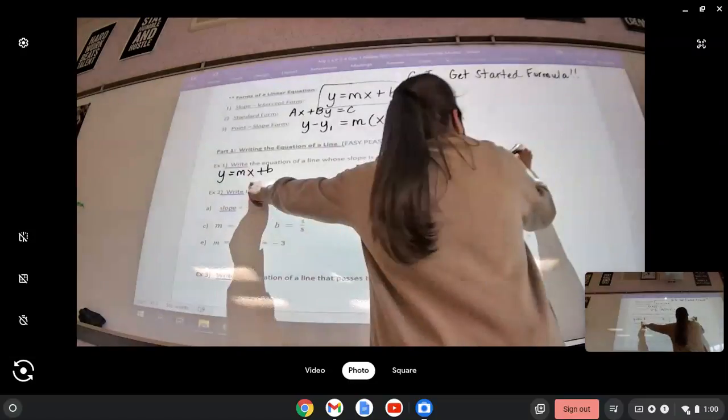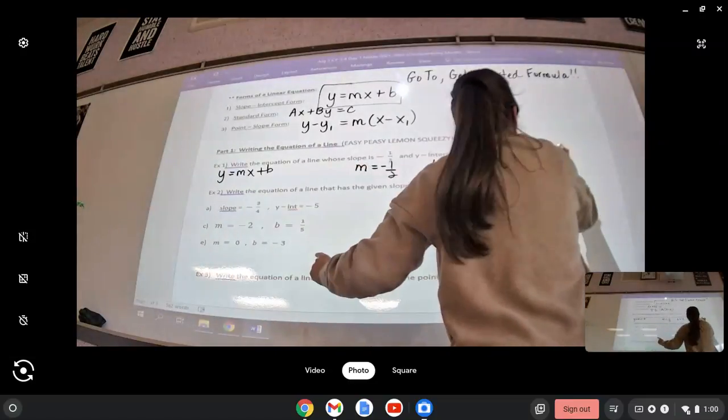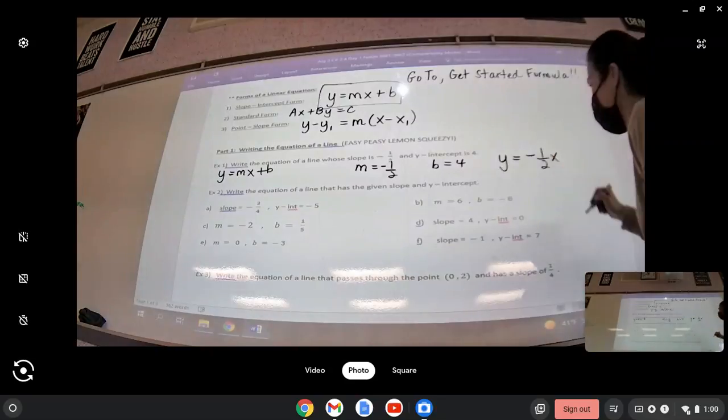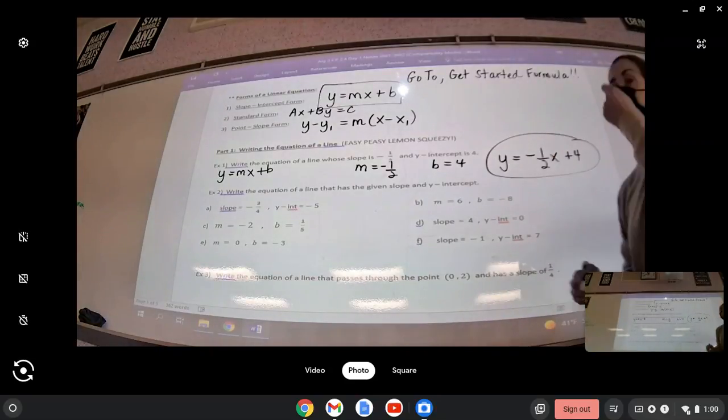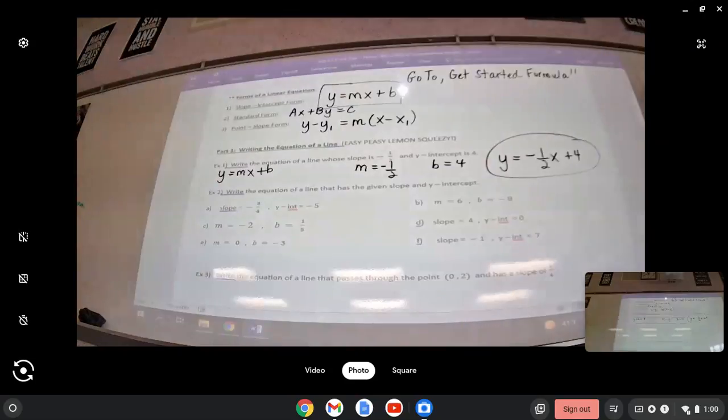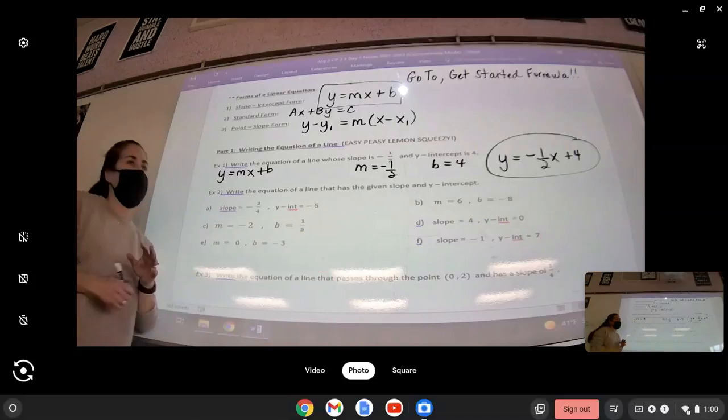So it's going to look like y equals -1/2 goes in for m times x, and then 4 goes in for b. And you have just written a linear equation for a line that has a slope of -1/2 and a y-intercept of 4. That's how easy it should be when they tell you those two pieces of information. They're the best. All right, so guys, let's just do a bunch of problems like that.